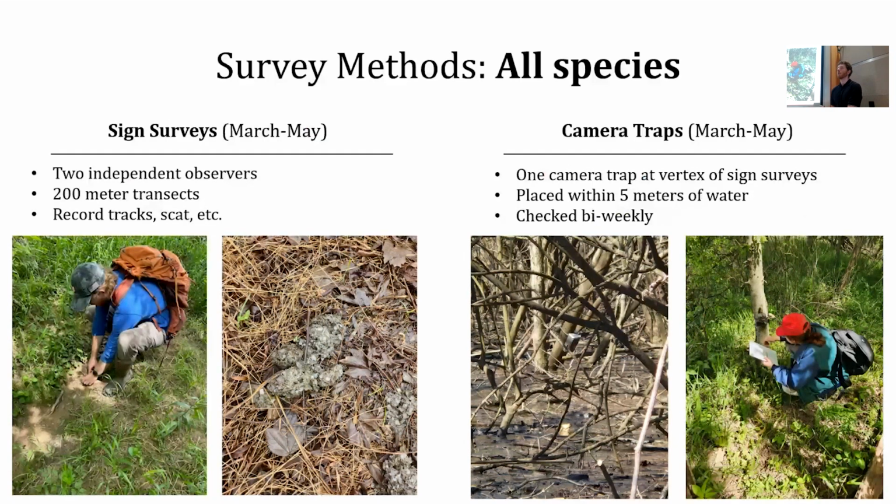At each of these sites, I conducted a couple of different survey methods. So for all semi-aquatic mammal species, I went in with a technician, and we conducted 2 independent sign surveys at each of those sites. So we flipped a coin, determined the direction that we would walk, and then walked 200 meters along the water body's edge, recording all tracks and scat. And then right at the vertex of those sign surveys, we placed a single camera trap within 5 meters of that water's edge, and then let it do its thing. We checked these sites bi-weekly for 3 times, which resulted in 6 independent sign surveys and about 4 weeks of camera trap data for each site.